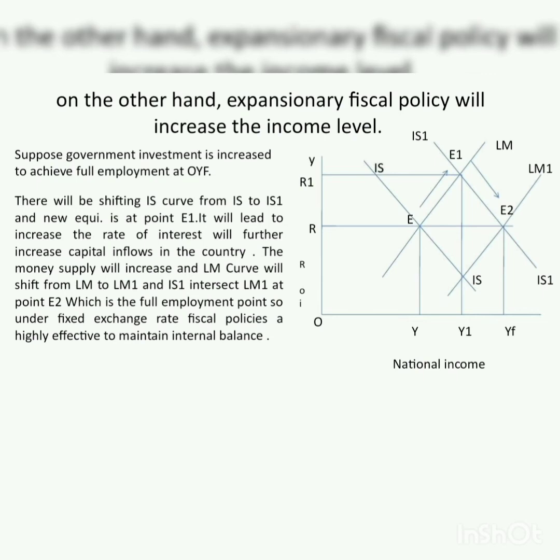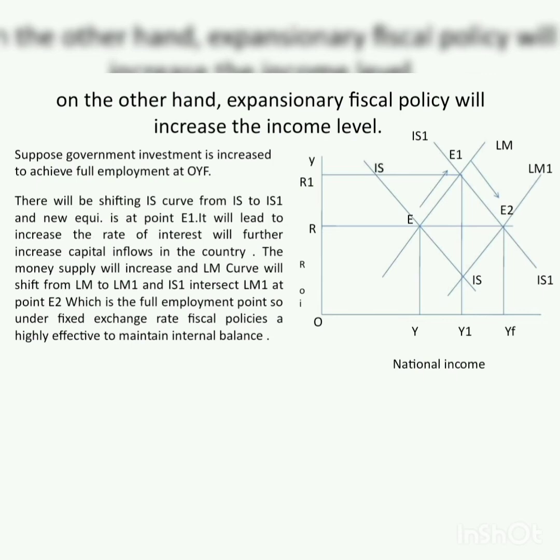On the other hand, the expansionary fiscal policy. Right now we have explained the case of expansionary monetary policy under a fixed exchange rate, but now we are going to explain it with the help of expansionary fiscal policy under a fixed exchange rate, that it will completely work. So suppose government investment is increased to achieve full employment at OYF.